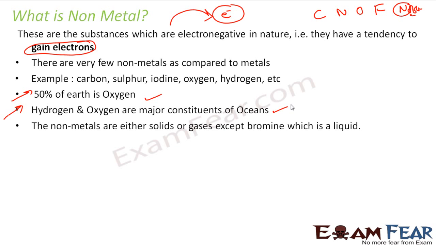Non-metals are generally solids or gases. Hydrogen is a gas, carbon is a solid, except bromine, which is a liquid. So non-metals can be solid, liquid or gas, but most of them are solids and gases except bromine, which is a liquid. Again, this is something we should learn, nothing to explain in that. This is all found by observation.